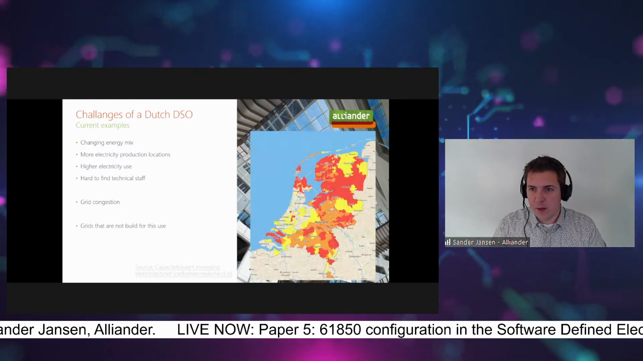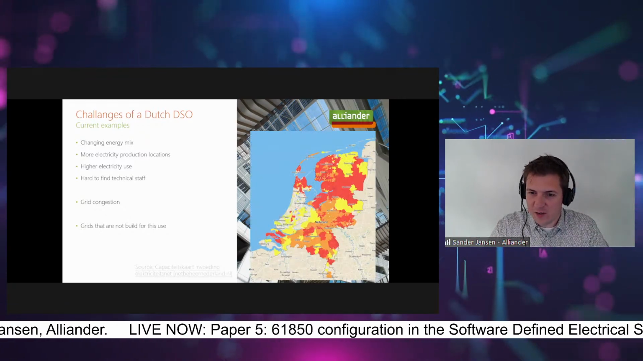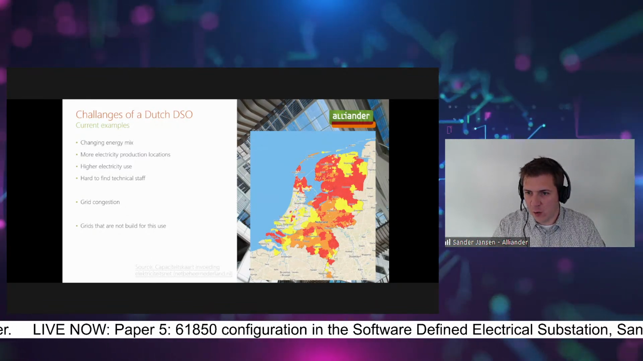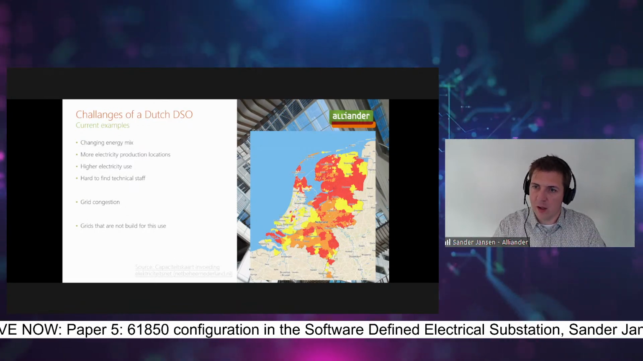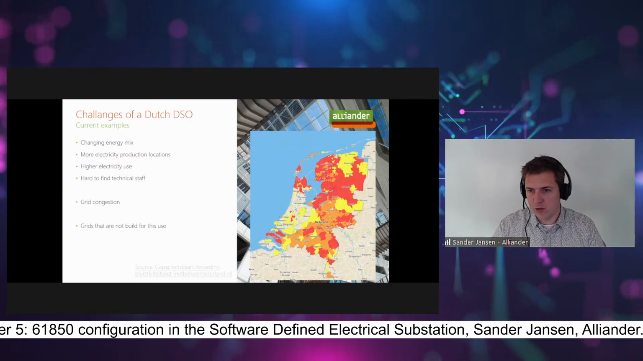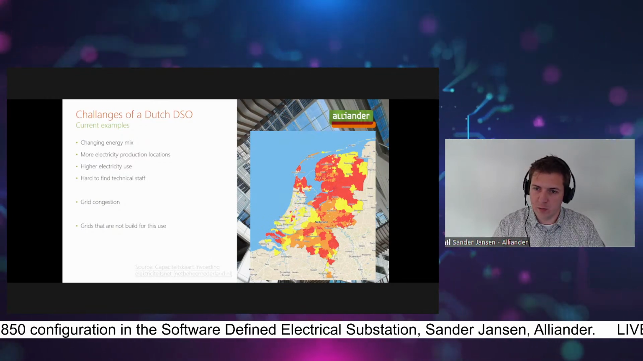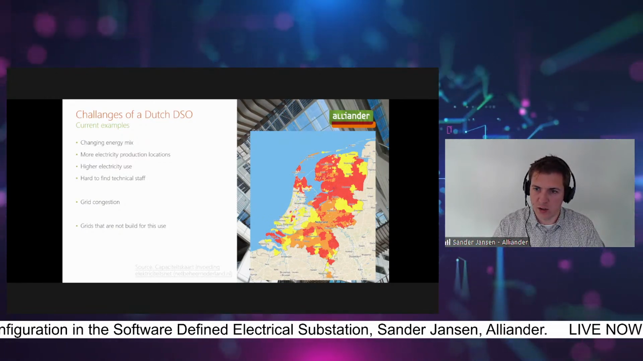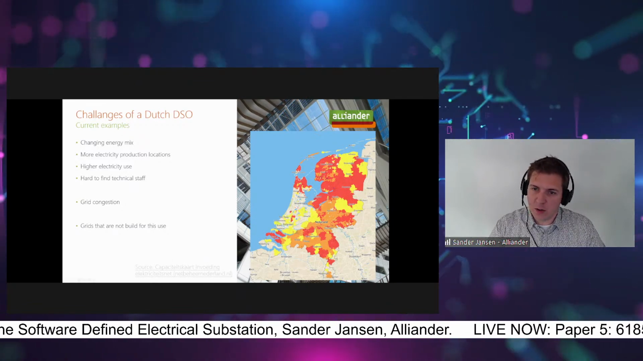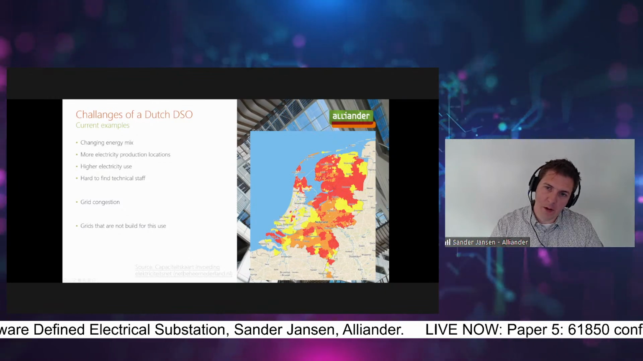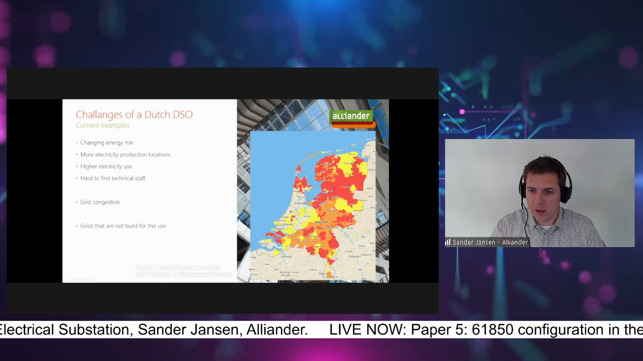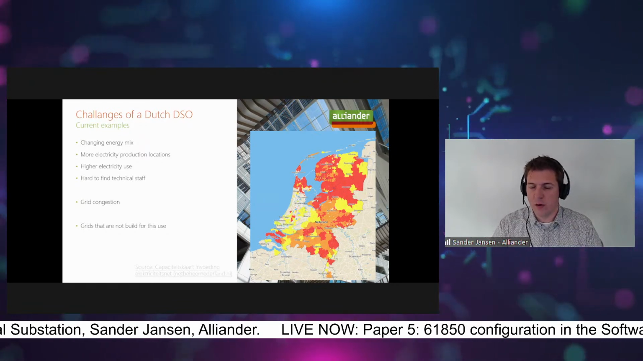I also added a map here of the Netherlands, and these are the areas in yellow, orange, and red where there's some kind of congestion, and where it's hard for customers to get a new grid connection. As you can see, there are large parts of the Netherlands where people need to wait if they want to have a pretty big grid connection, because we need to do a lot of upgrades.